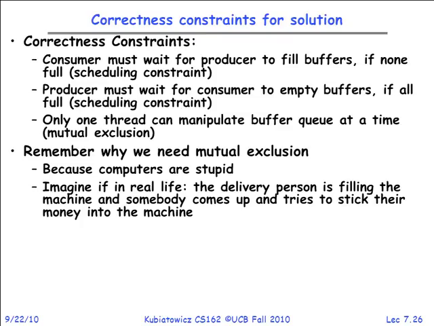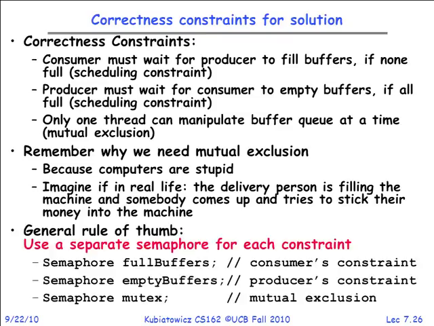And the general rule of thumb with semaphores is you have a separate semaphore for every constraint. So that's why we have three semaphores. One to indicate how many full buffers we have, one for how many empty buffers we have, and one is a mutex for access to the machine. Okay, is everybody with me on this so far? Well, let's look at some code then.